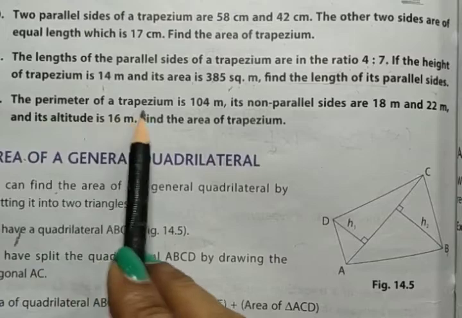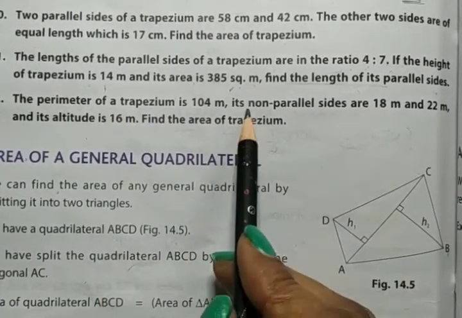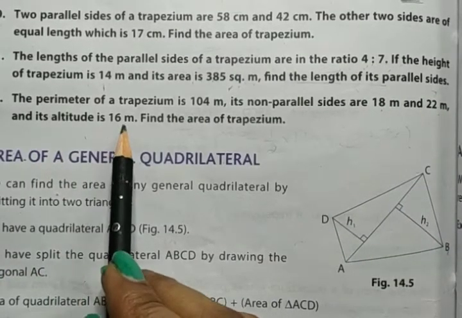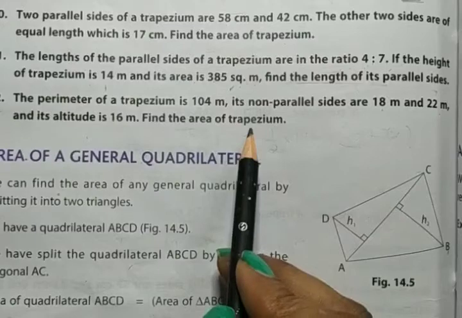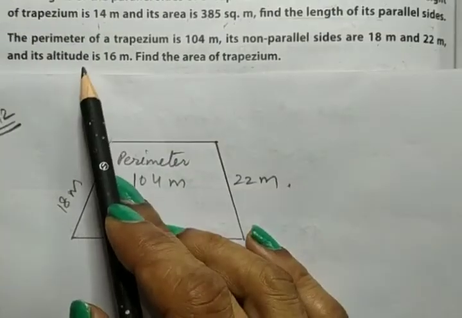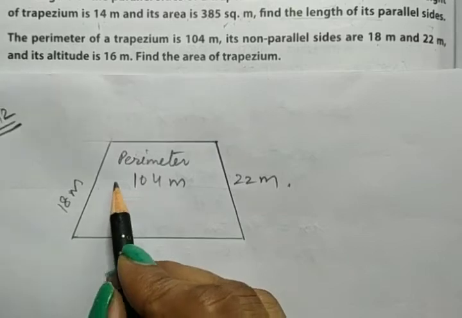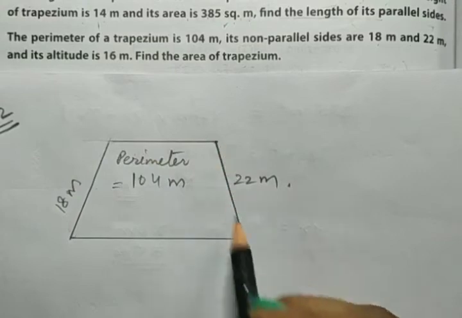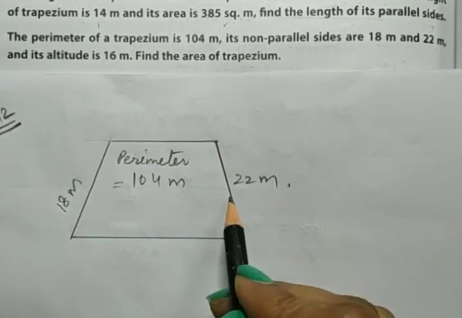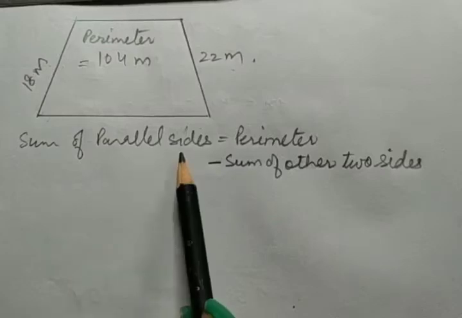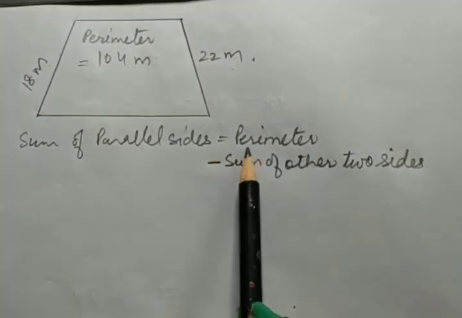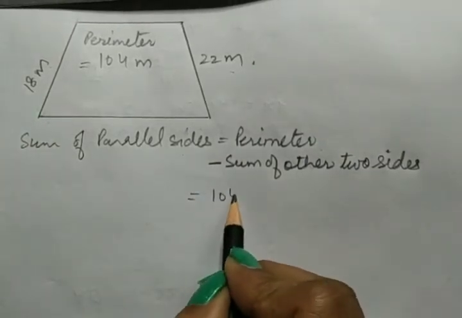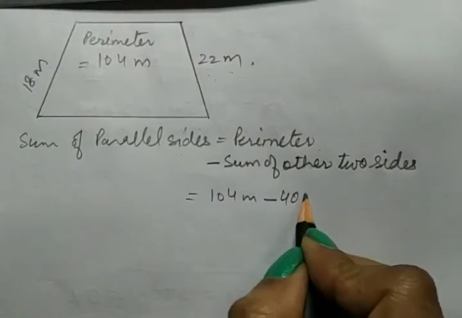Question number 12. The perimeter of a trapezium is 104 meter. Its non-parallel sides are 18 meter and 20 meters, and its altitude is 16 meter. Find the area of trapezium. According to the information given in the question, the perimeter is equal to 104 meter and length of the two non-parallel sides 18 meters and 20 meters. So the sum of parallel sides in a trapezium will be perimeter minus sum of other two sides, and that is 104 meter minus 40 meters.